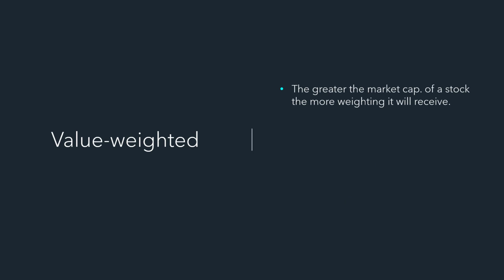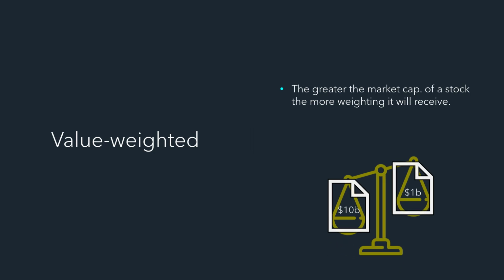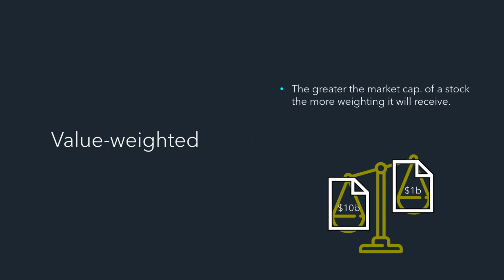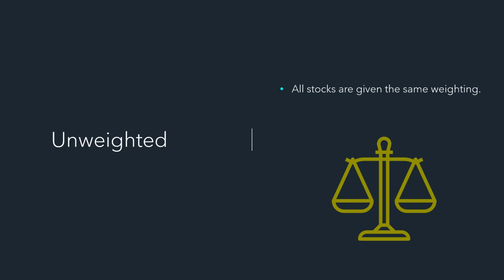In a value-weighted index, the greater the market cap of a stock, the more weighting it will receive. A stock worth 10 billion has a greater effect on the index than a stock worth 1 billion. In an unweighted index, all the stocks are given the same weighting. All stocks in the index will affect the index equally.